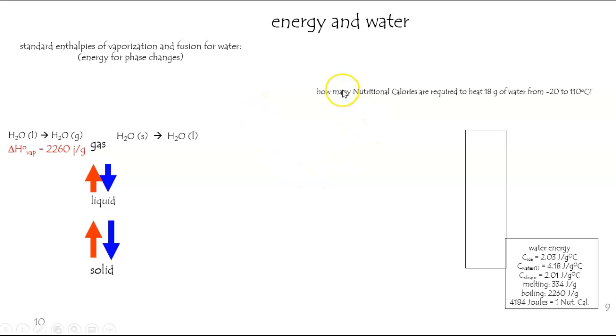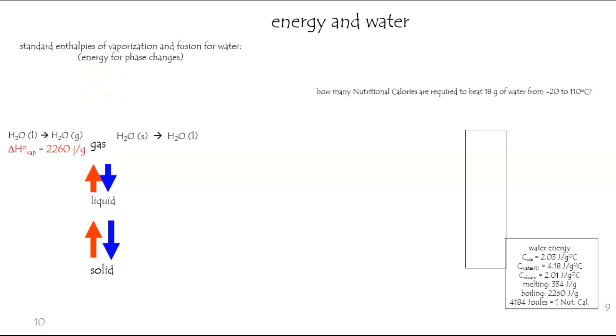We'll be asking ourselves how many nutritional calories are required to take 18 grams, I chose that on purpose, that happens to be a mole, of water, and take it from minus 20 all the way up to 110 degrees Celsius. We'll have to consider phase changes, we'll have to consider different phases of water, and add them all up. So, we have not only to heat water up, but we have to undergo the phase changes.